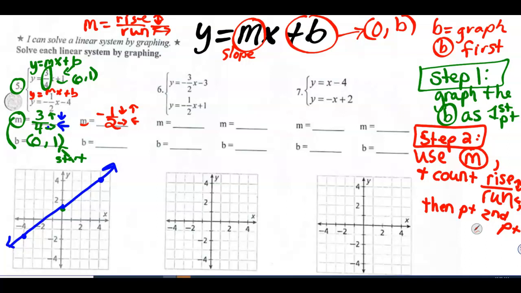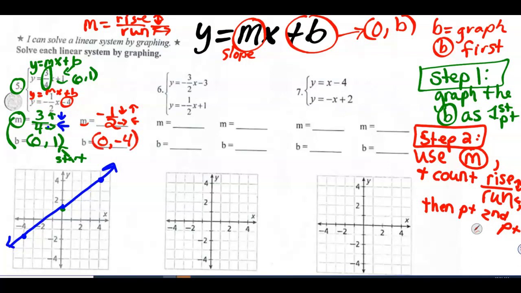And then the next part, what is my B? Remember, my B is off by itself, and it's the whole entire term with the sign in front of it. It's either a positive or a negative. So -4 is in my B position. So we always write it as 0, comma, and then whatever my B is, -4.